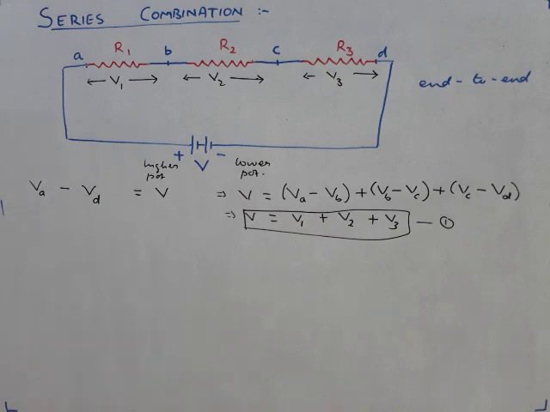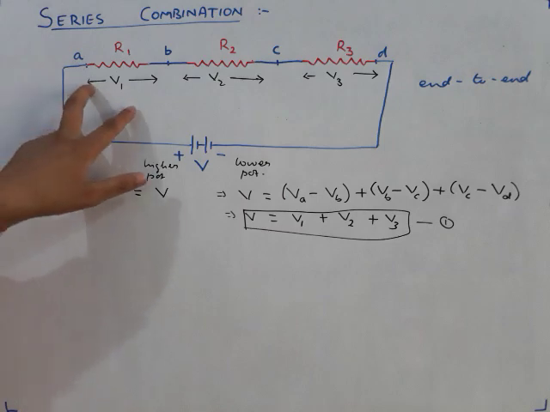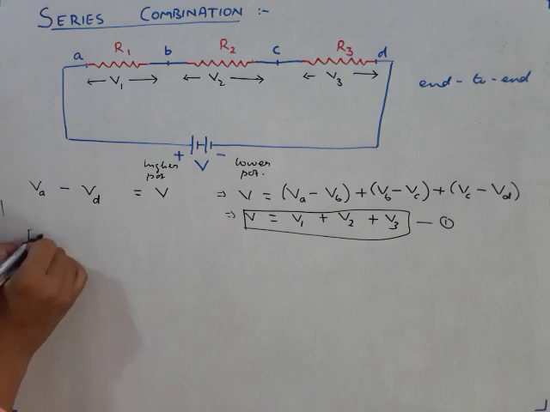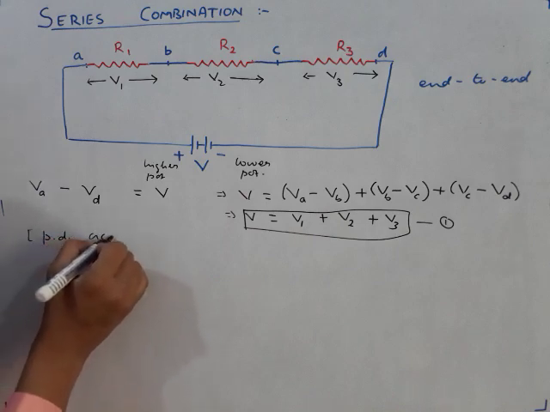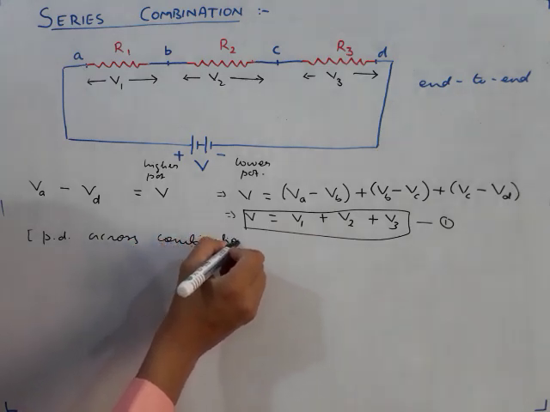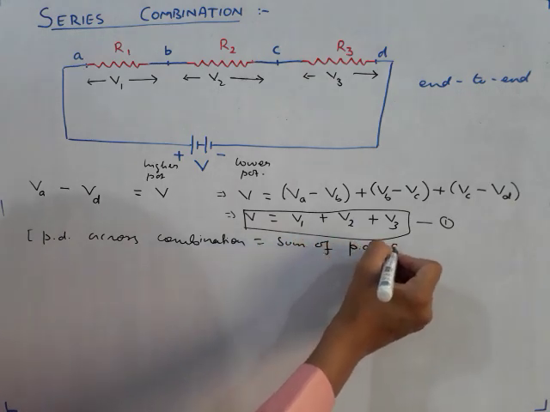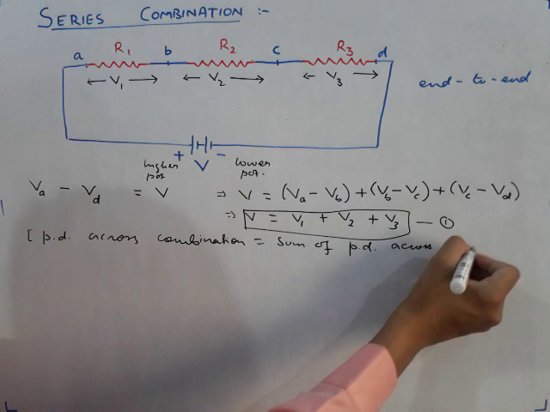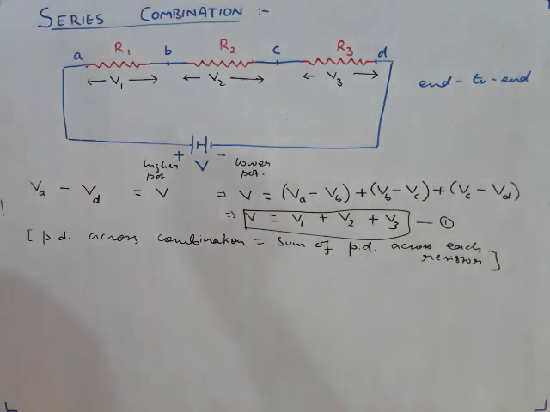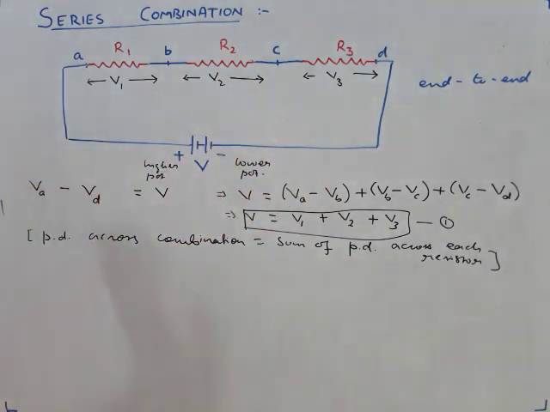This is the first important condition for series combination. The potential difference across the ends of the combination is equal to the sum of potential differences across each resistor in series. You can put it in words also: the potential difference across the combination is equal to the sum of potential difference across each resistor. Is it clear, students? Please remember this, that the total potential difference V is equal to V1 plus V2 plus V3. Why does that happen?